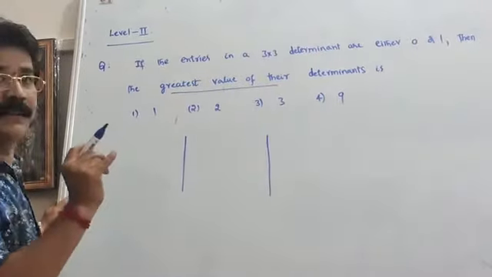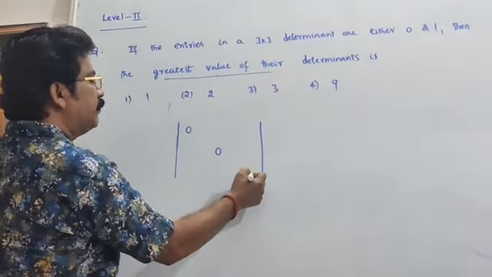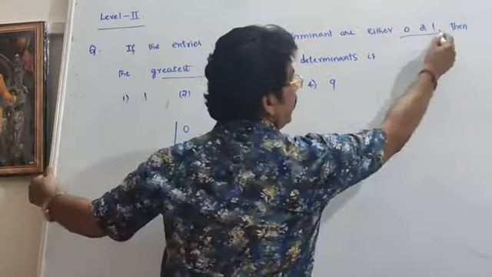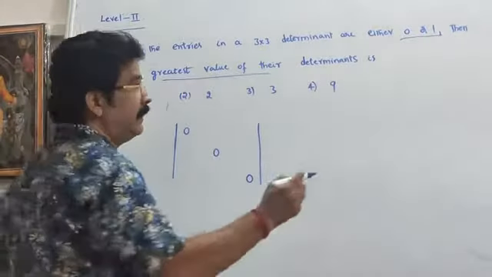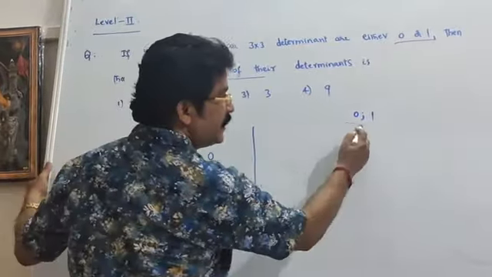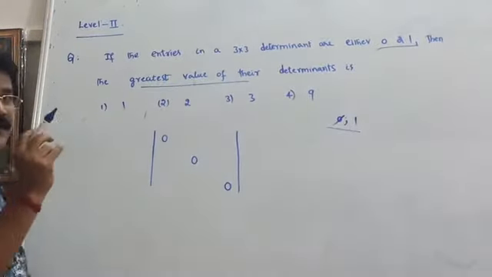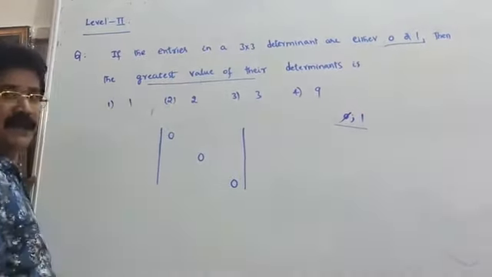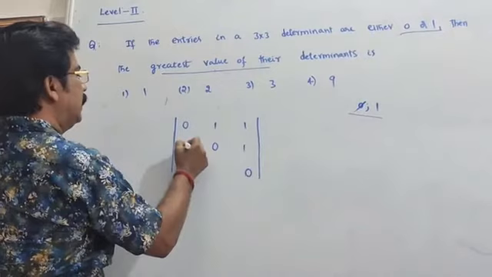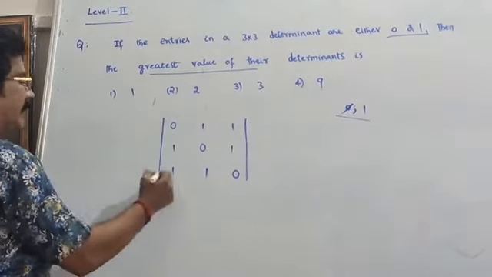The shortcut is in the elements, if we are putting the least number out of the given numbers or digits. Mind it, we are given only 0 or 1. Out of these two elements, which one is the least number? 0. Fill the least number in the principal diagonal, and the remaining places with 1, 1, 1, 1, 1, 1. Then it will take the maximum value.